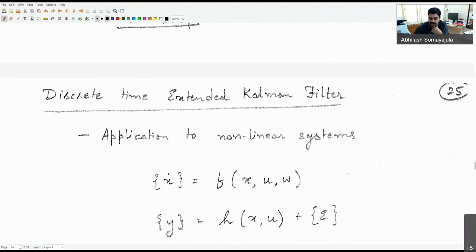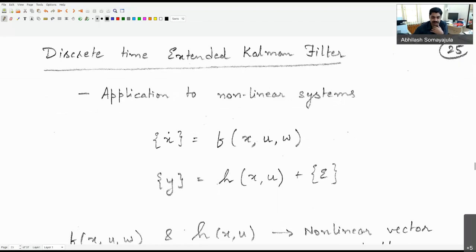Now, there is also a different version of this nonlinear extension, which is called the unscented Kalman filter, and we'll not be covering that in this particular course. But the extended Kalman filter has found a tremendous amount of application in many navigation-based applications. So it's worthwhile to take a look at how we can apply the Kalman filter algorithm to nonlinear systems.